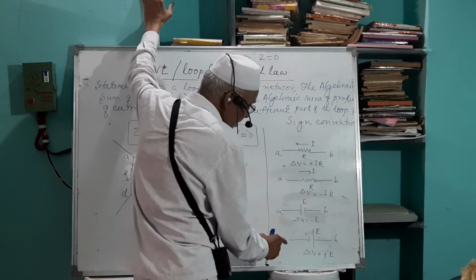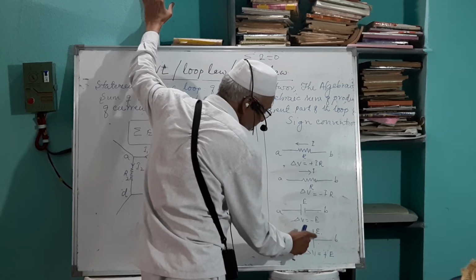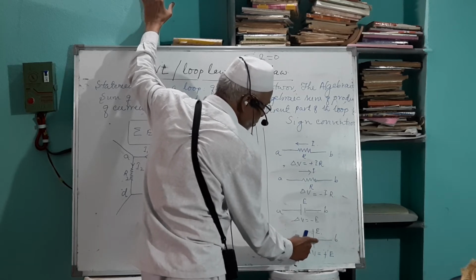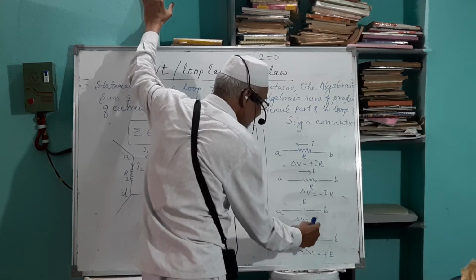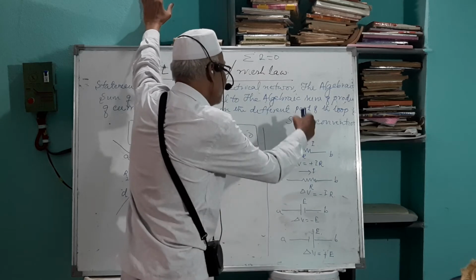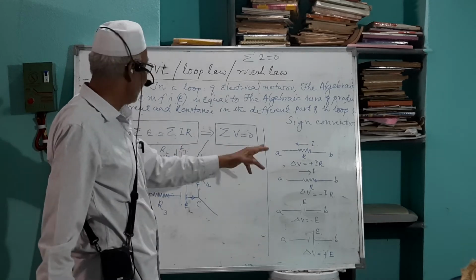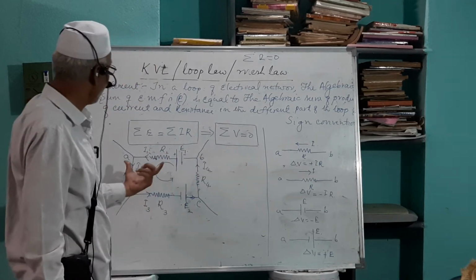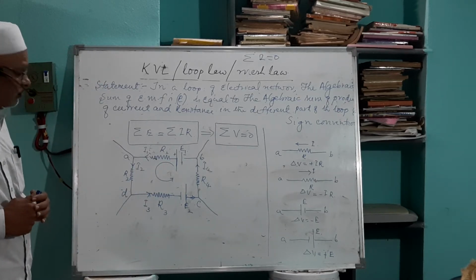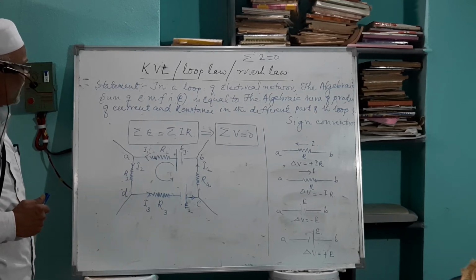Similarly, you are traversing from A to B. Now this is the negative terminal and this is the positive terminal. You are traversing from the negative terminal of this cell toward the positive terminal. If it is the case, the EMF of this cell is taken to be positive E. So these are the sign conventions meant for the KVL law. Let us see how we can apply them to this complex circuit. As I said, there are 4 branches: first the AB branch, second the BC branch, third the CD branch, and fourth the DA branch.